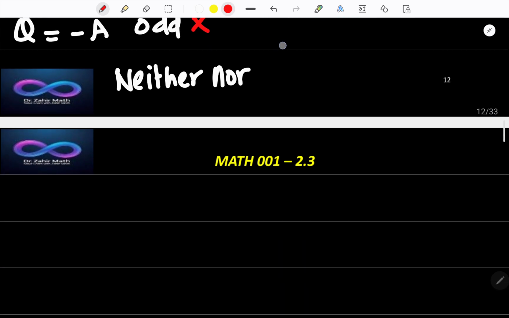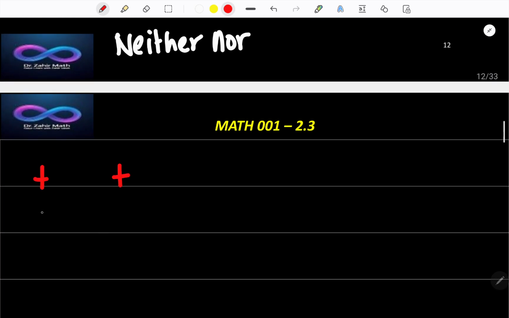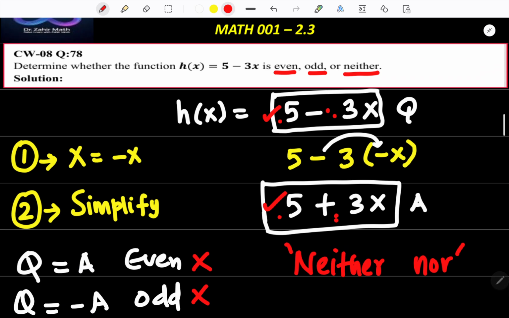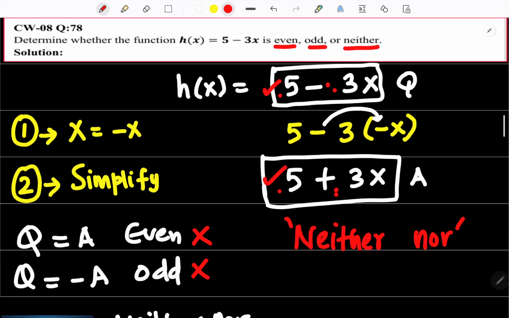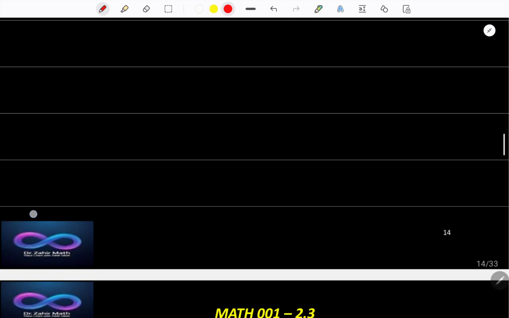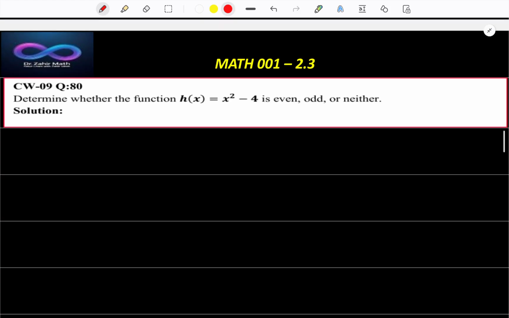So again I'm telling you, plus, plus, minus, minus. It is same, same. Okay? Keep in your mind. So if everything is the same, it is even. At least you should get the opposite. The opposite means minus. Then it is what? Odd. If both are not coming, then it is neither even nor odd. Let's go to the next question.